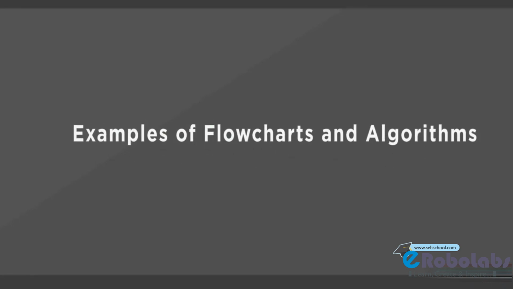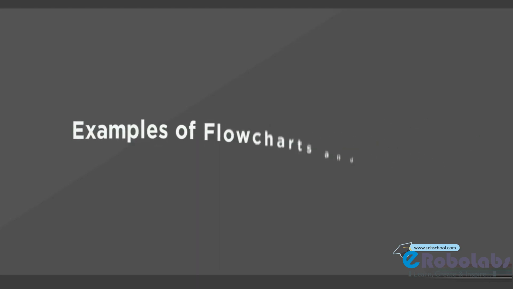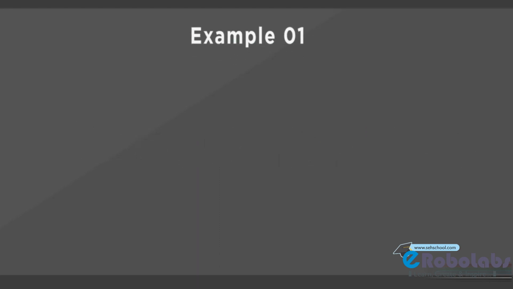Examples of flowchart and algorithms. Now that we have the definitions of algorithm and flowchart, how do we use a flowchart to represent an algorithm? Here are some examples. Example 1. To calculate the sum of two numbers, algorithm.